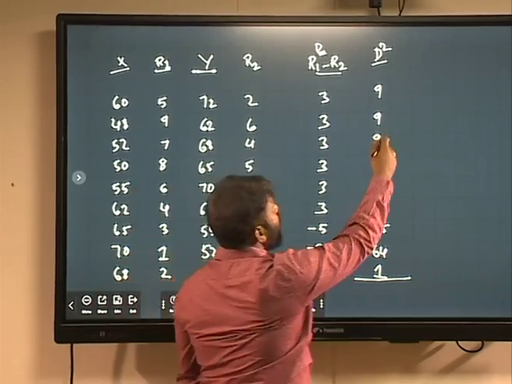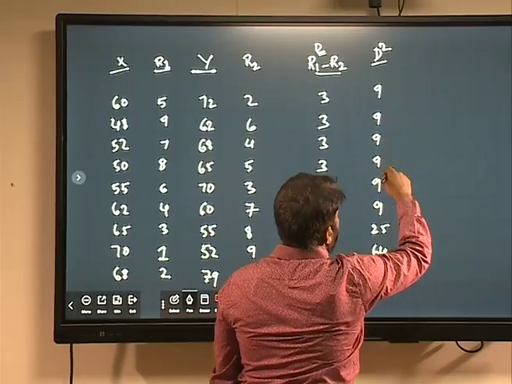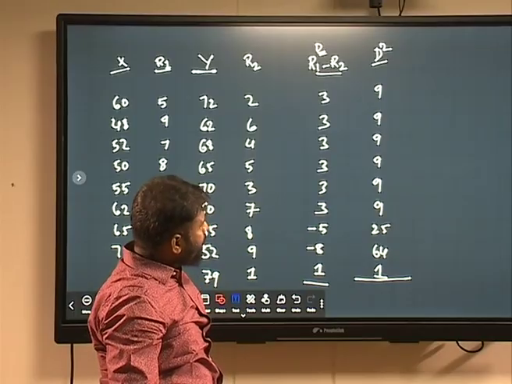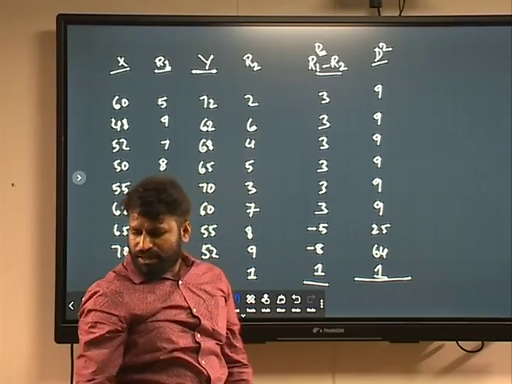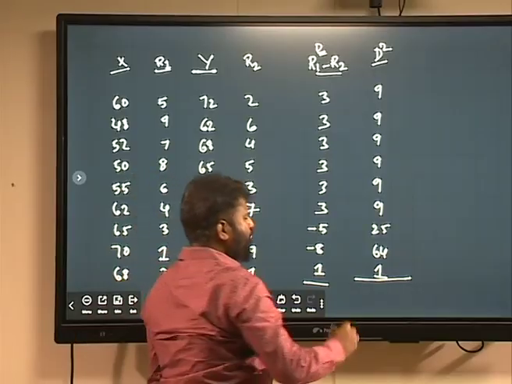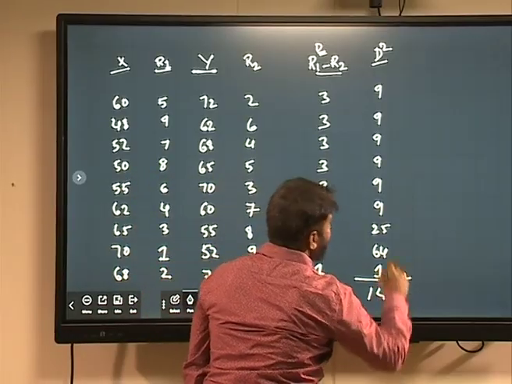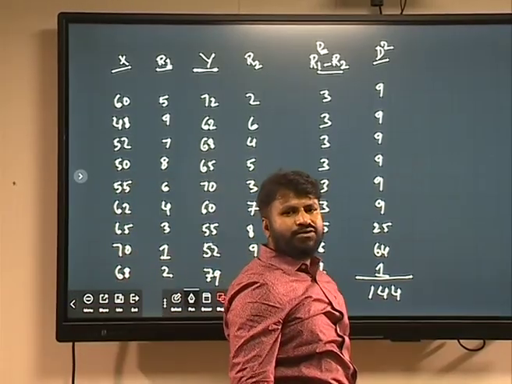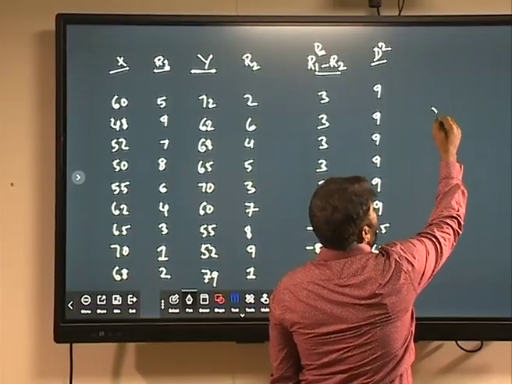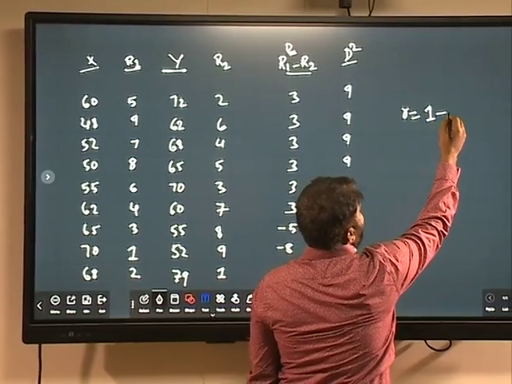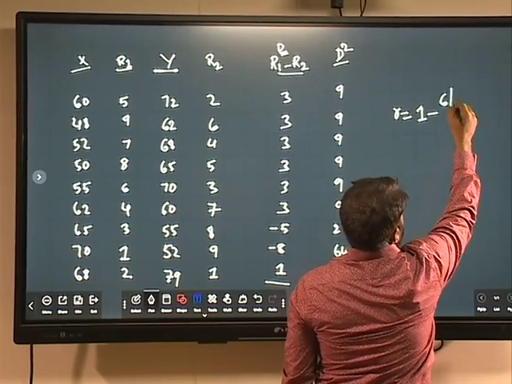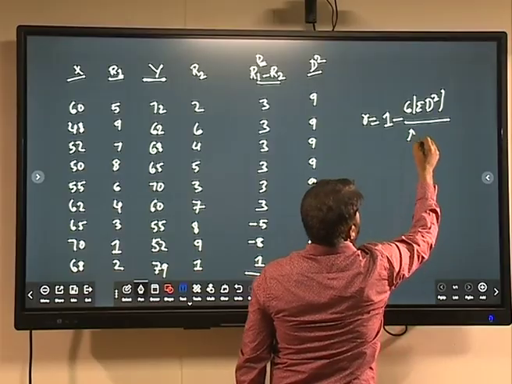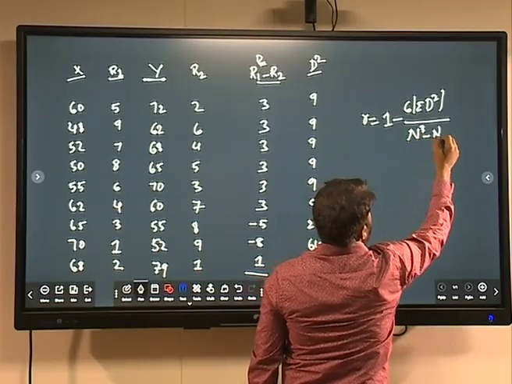So, this is all 9, 9, 9, 9, 9 total. Here 9 plus 18, total amount of that is 144. So, the aggregate of the D square is 144. Now you can just substitute into the formula. That is R is equal to 1 minus 6 sigma D square divided by n cube minus n.